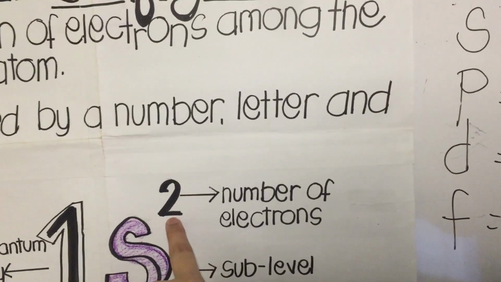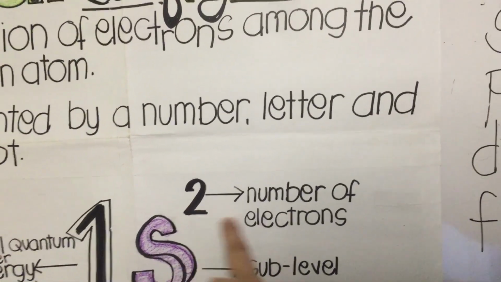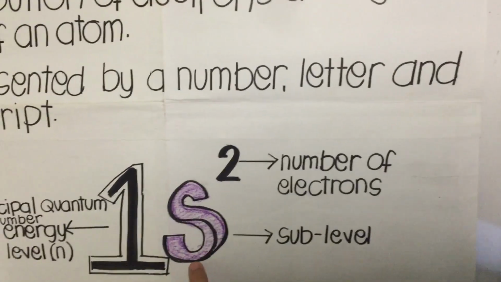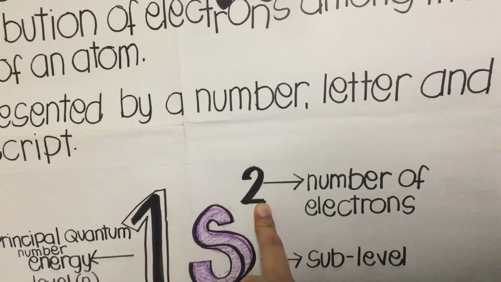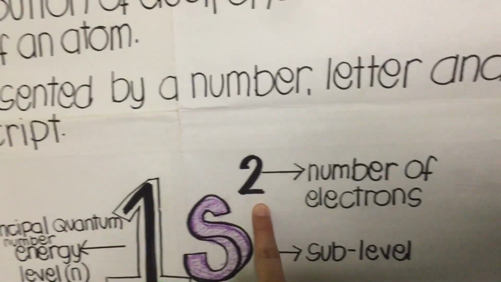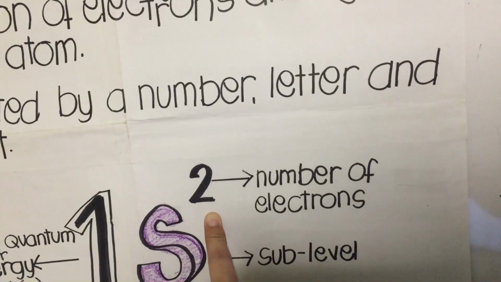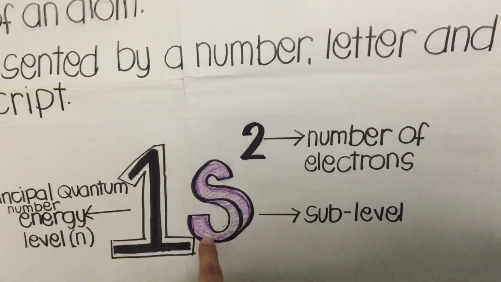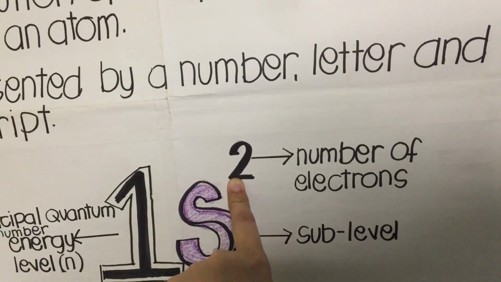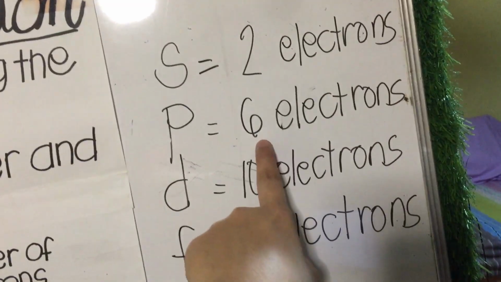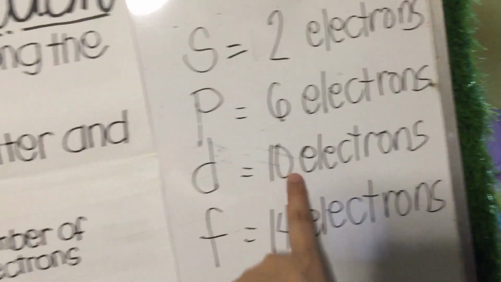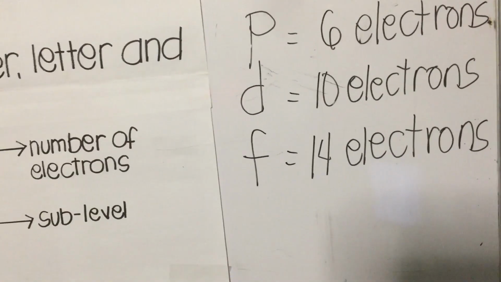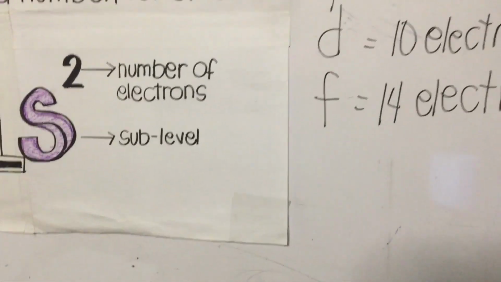And the superscript is the number of electrons in that sublevel. We said that when it is S, the maximum number of electrons is 2. When it is P, the number of electrons is 6. When it is D, the number of electrons is 10. And when it is F, the number of electrons is 14. So that is how the electron configuration works.